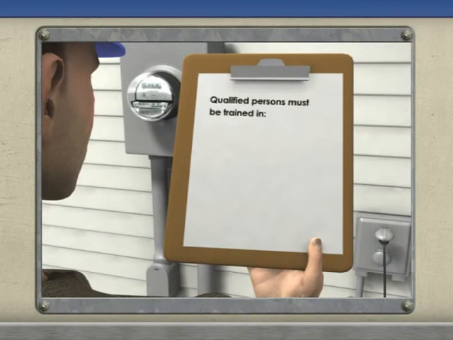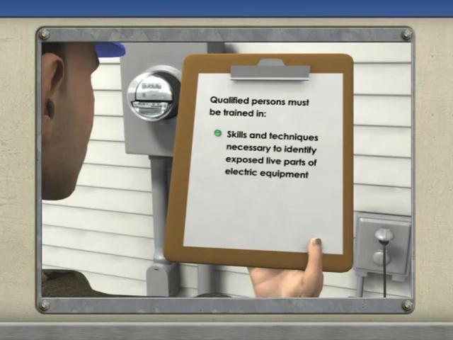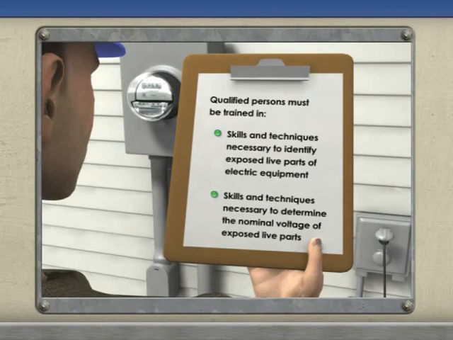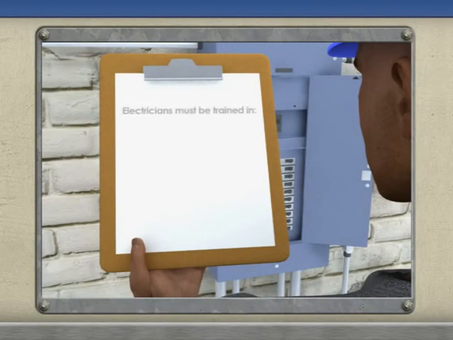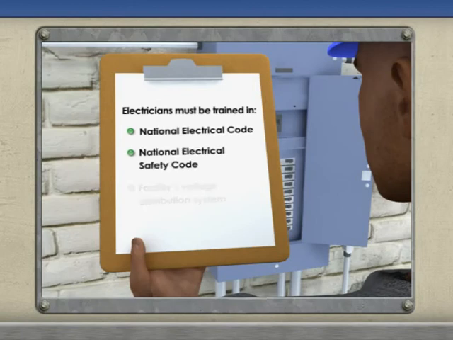Qualified persons must be trained in and familiar with the following: the skills and techniques necessary to identify exposed live parts of electric equipment, the skills and techniques necessary to determine the nominal voltage of exposed live parts. In addition, qualified electricians must be trained in and familiar with the following: the National Electrical Code, the National Electrical Safety Code, the voltage distribution system for the facility. If you do not meet these requirements, you are considered non-electrical personnel, and all restrictions that apply as such should be carefully followed.